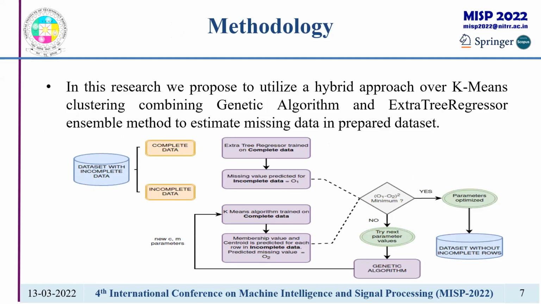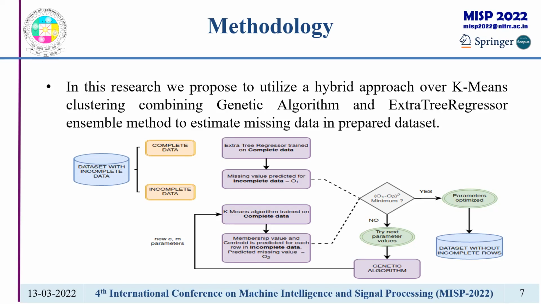And this is the methodology that we proposed in our paper. In this research, we propose to utilize a hybrid approach over K-means clustering, combining genetic algorithm and Extra Trees regressor ensemble method to estimate missing data in the prepared data set. In my case, the data set we use is the MISP-14 data set, which after pre-processing has 550 rows and 78 columns, and after feature reduction 550 rows and 20 columns.